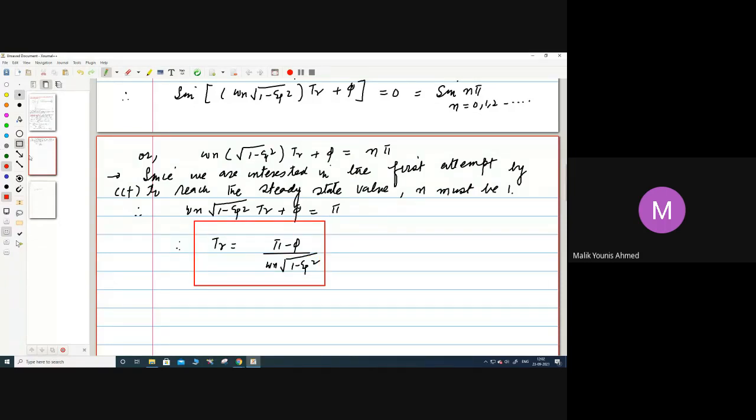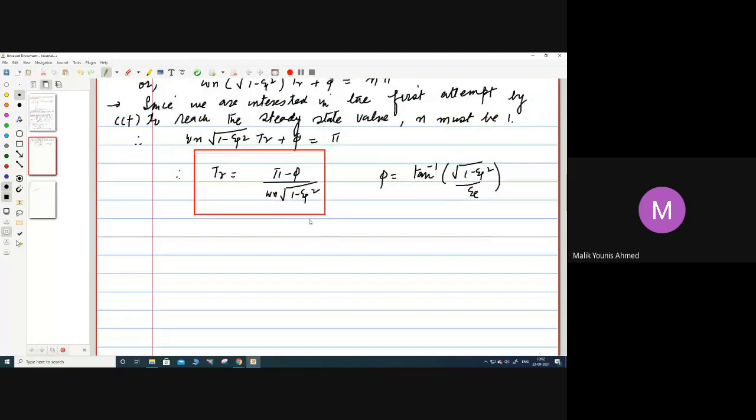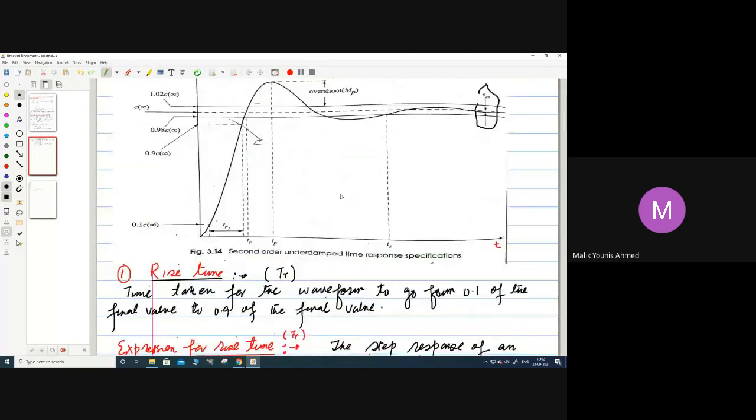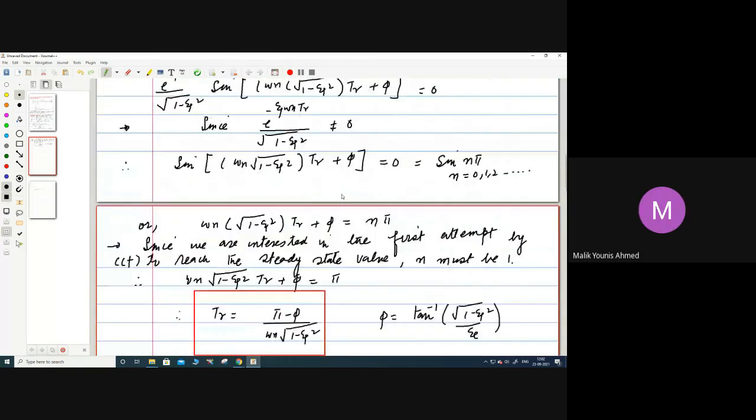And somebody can ask, what is the value of phi? That we already know here. The value of phi is tan inverse of under root of 1 minus xi square divided by xi. That is, everything is in terms of the value xi. Okay, so this is the first expression. Sanjeev, is it okay? Yes, sir. Clear. Okay, so it's a very simple expression.